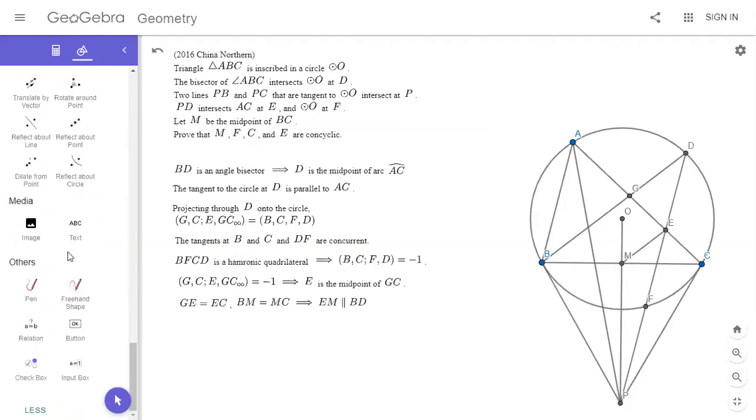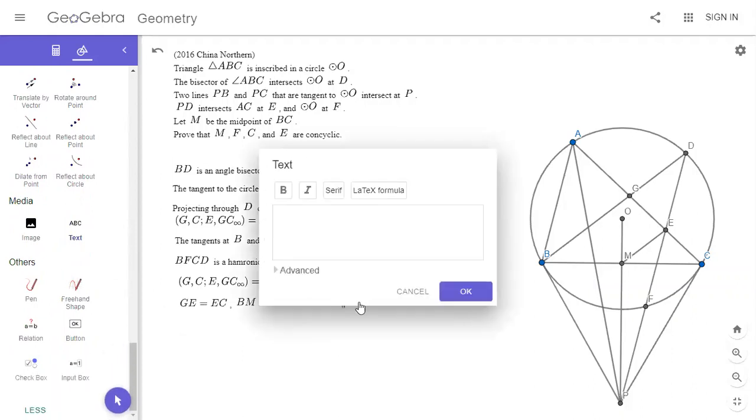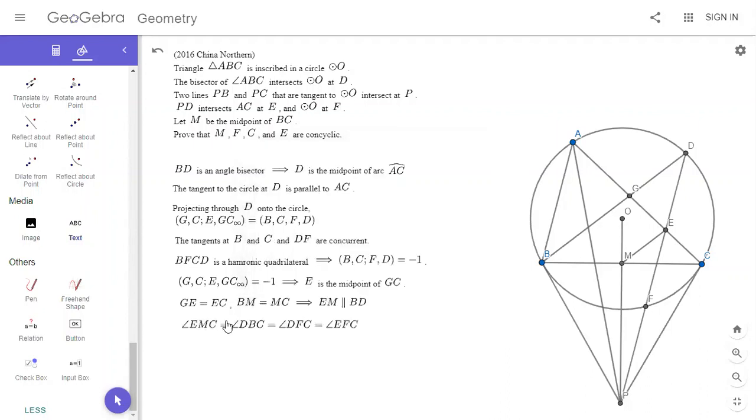So we have angle EMC equals angle DBC is equal to angle DFC is equal to angle EFC. And so that means MFCE is cyclic.